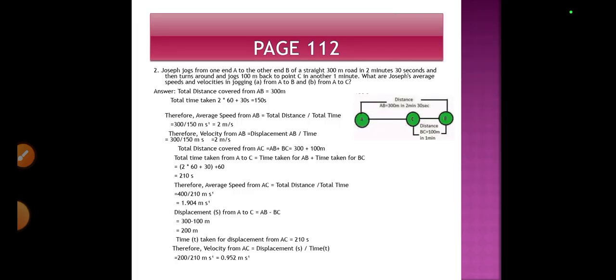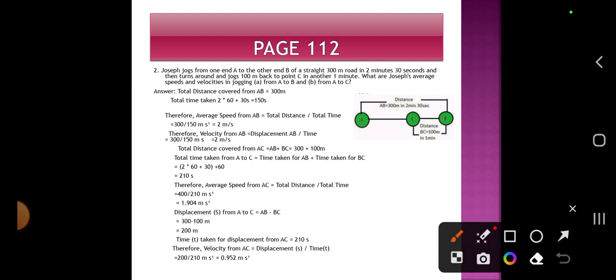Now again, Joseph jogs from one end to the other end of a straight 300-meter road in 2 minutes 30 seconds, and then turns around and jogs 100 meter back to point C in another 1 minute. What are Joseph's average speeds and velocity in jogging from A to B and A to C?